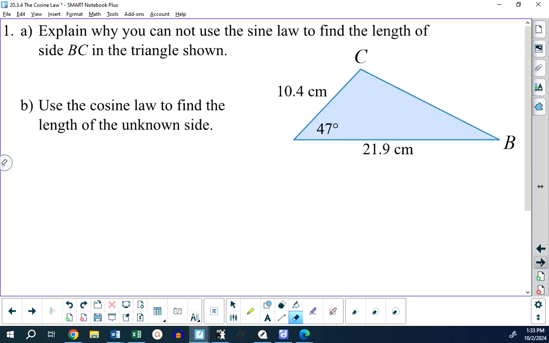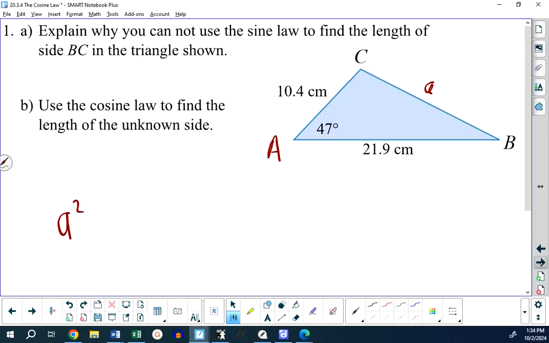Explain why you cannot use the sine law to find the length of side BC, also known as side a. Why can we not use the sine law to find side a? Because we don't know an angle-side pair. You know little c, but you don't know big C. You know little b, but you don't know big B. You know big A, but you don't know little a. You need a pair to use the sine law, so we're going to use the cosine law. And the cosine law says this.